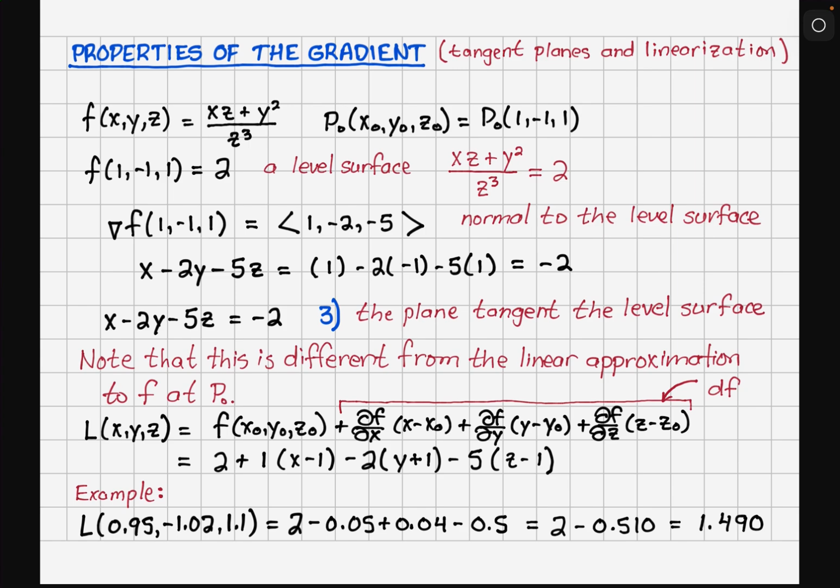And for example, if I wanted to estimate the value of f a short distance away from (1, -1, 1), like (0.95, -1.02, 1.1), I could plug these x, y, and z into the linearization that we just created and do the arithmetic, and I estimate that the value of the function will be 1.490. That's 2 minus 0.510.